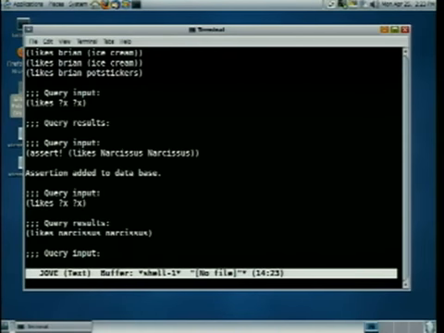Relations are different. There can be dozens of things that are in the relation likes with Brian. There can be lots of people who like the same thing. Who likes ice cream? Yeah.